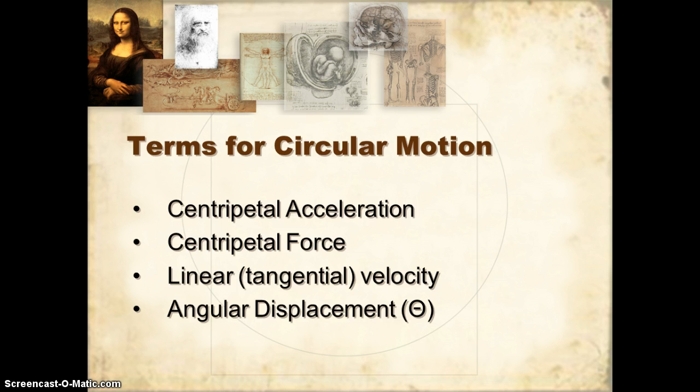Angular displacement: how far, in terms of degrees or radians, has an object that's moving in a circle gone? It can be anywhere from 0 to 360, or if you're going more than one time around, we might say 5 RPMs, 5 revolutions per minute. It's gone 5 circles.